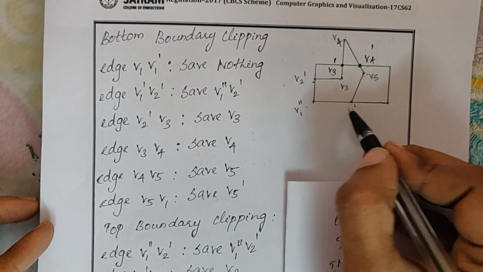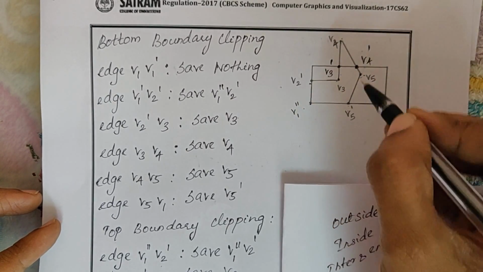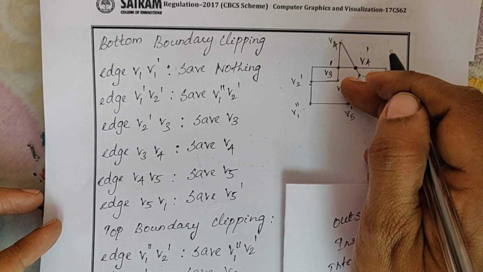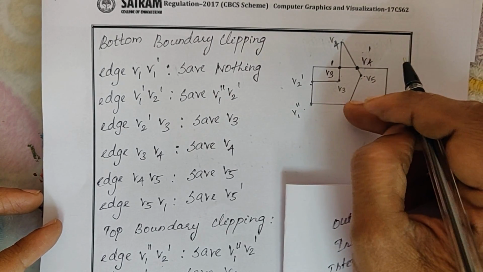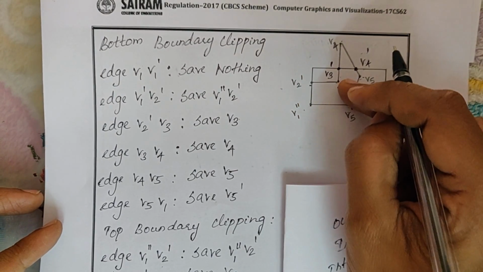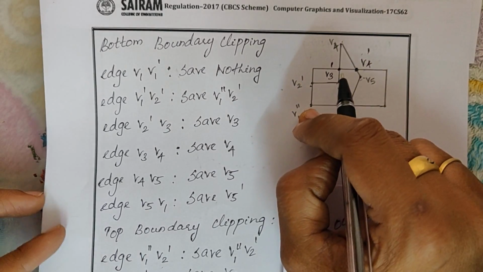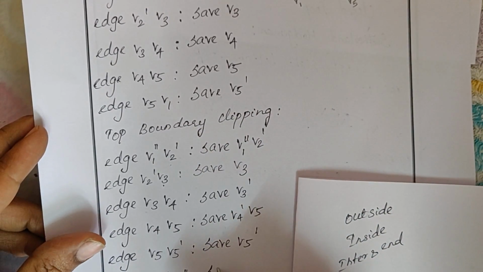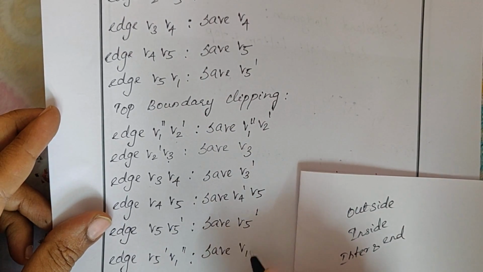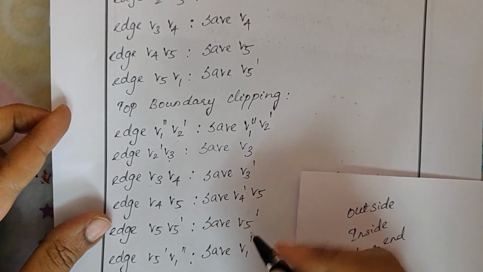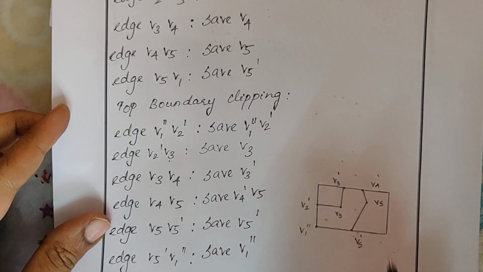Coming to these two vertices, both the vertices are inside my top boundary. This region is inside the top boundary, this is outside of my top boundary. So what should I save? Save the end vertex alone. Save V1 double dash.